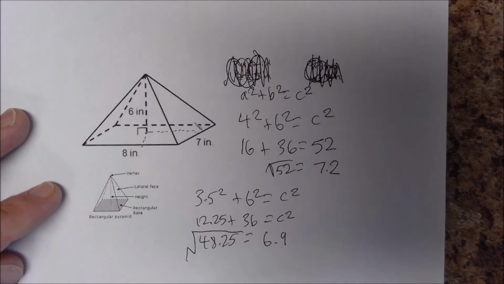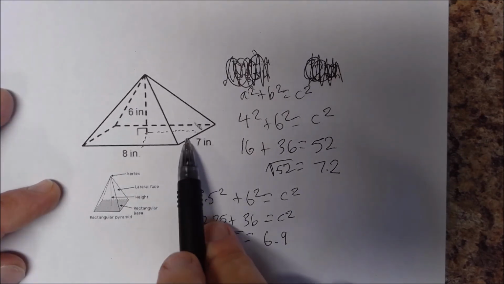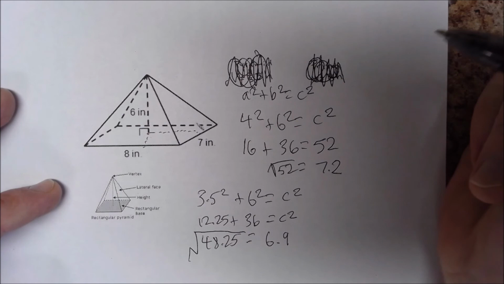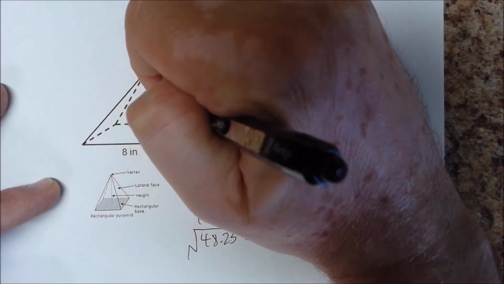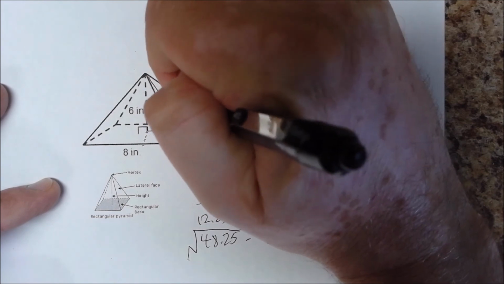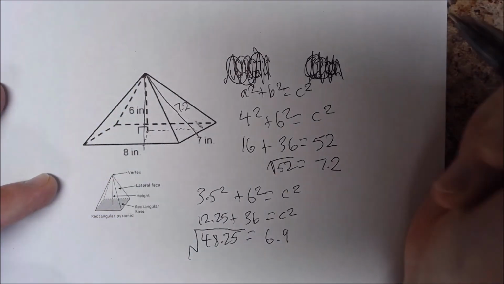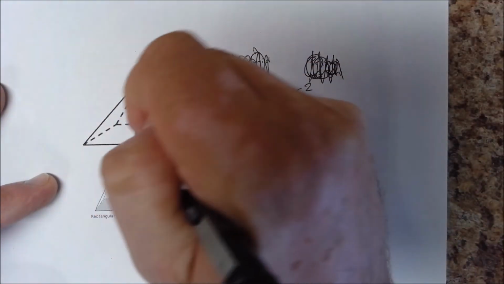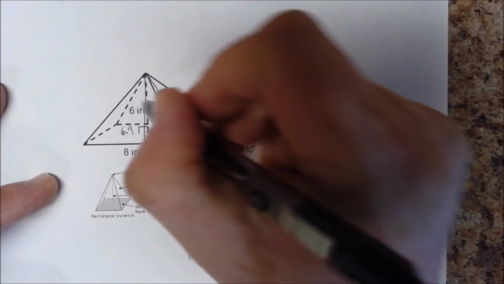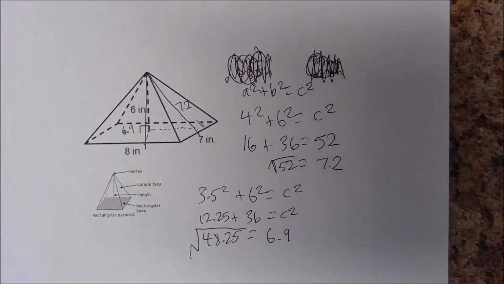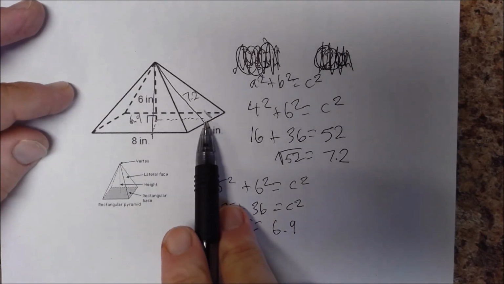So here we have it. We've got our slant heights now. This one being 7.2. This one being 6.9. Essentially, that height in the middle doesn't matter anymore. It served its purpose. Okay, let's do this triangle first.